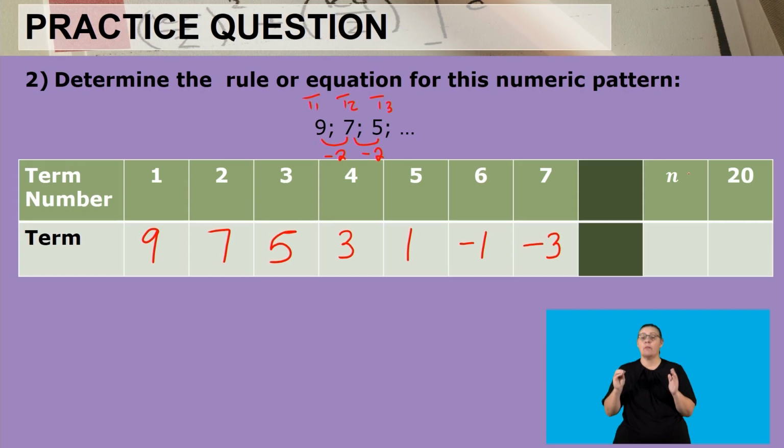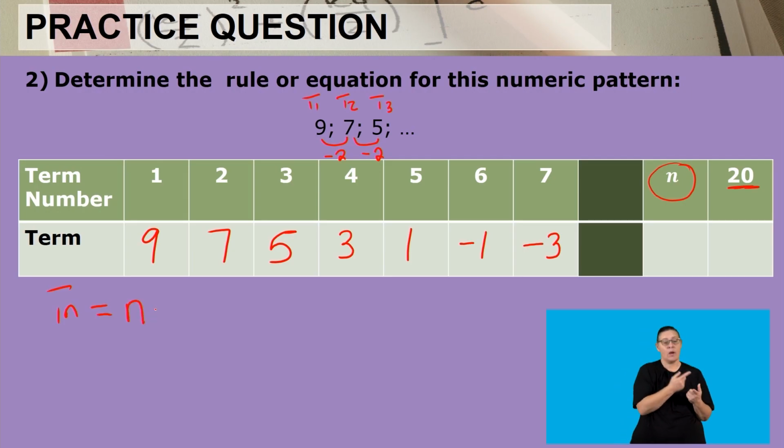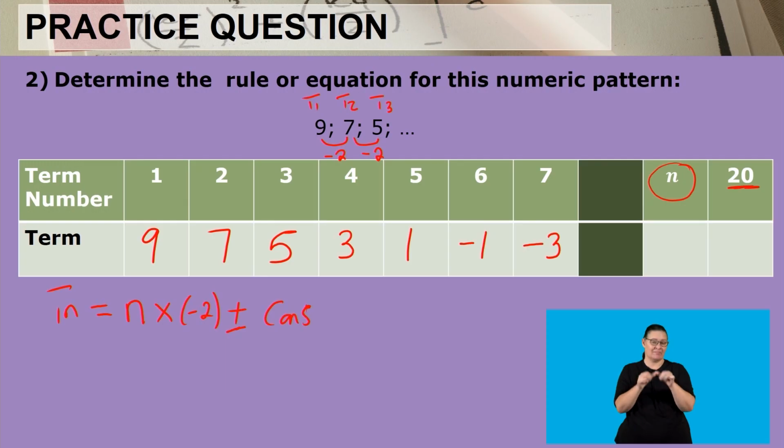Now, what are we going to put in the place of n? That is where our rule goes, and our rule is going to help us to find the 20th term. So let us find that rule. We know that the rule is a relationship between the term number and the constant difference. So we are going to take our term number, multiply it with the constant difference, that is our negative 2. Then we are going to add or subtract a constant value, and we need to find that constant value.